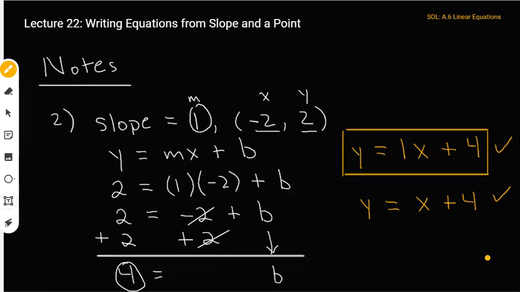So it doesn't start off by telling us what b is, but it will tell you what the slope is, and it'll give you an ordered pair for the line. And from that information, you have to figure out what b is. And then you can write your answer in slope-intercept form.